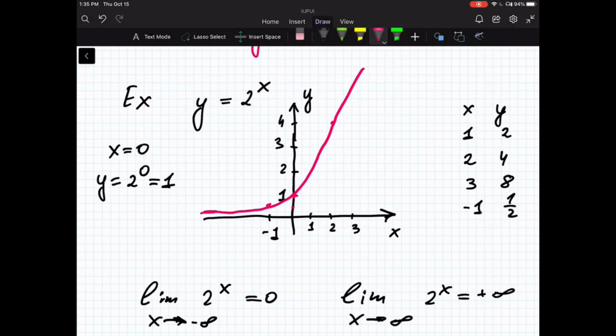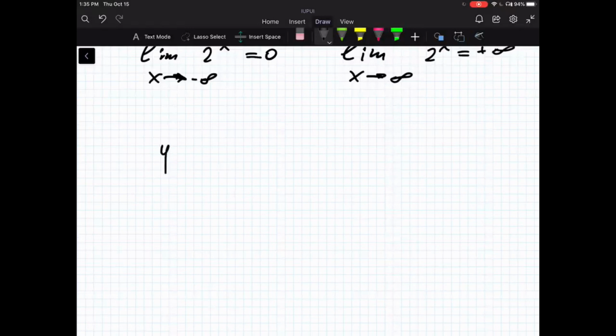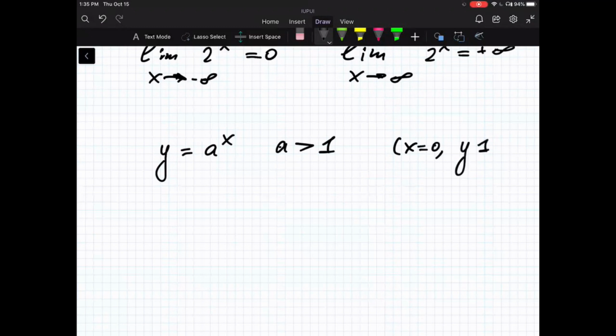In fact, this graph represents the function y equals a to the power x. So it's a typical example when a is greater than 1. And still you see that there is a y-intercept when x equals 0, y is always 1. So this point is a fixed point for such a family.